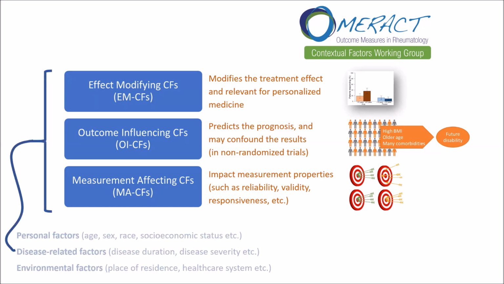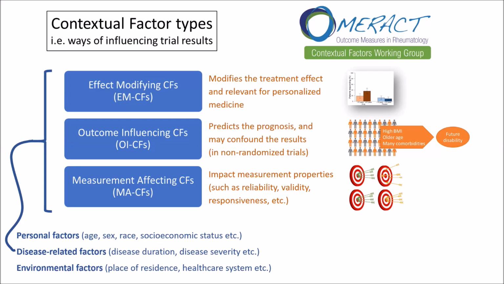Common for all the contextual factor types is that the specific factors within each type need to be either personal, disease-related, or environmental factors. It is important to understand that the types of contextual factors are describing ways that trial results can be influenced, and therefore, some specific factors such as sex may be an effect-modifying, outcome-influencing, and measurement-affecting contextual factor.